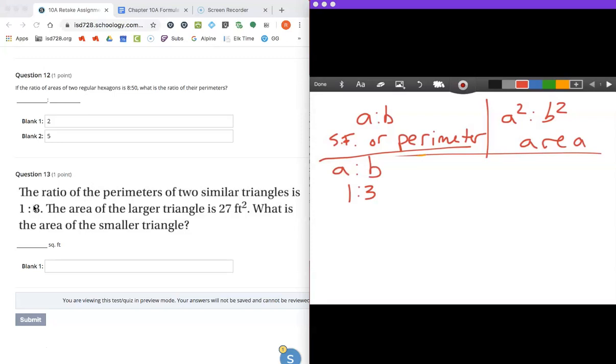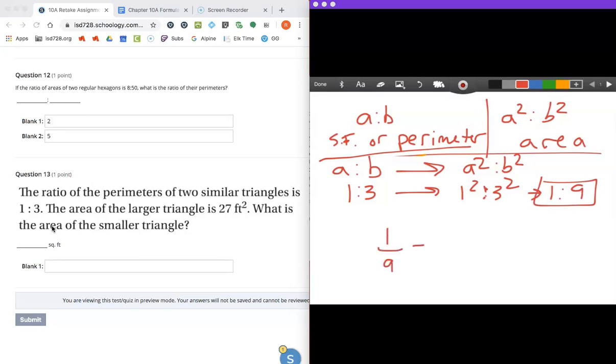So then what they give us next, it says the area of the larger triangle is 27. So since they're talking about areas and they want us to find an area, I need to take this 1 to 3 and I need to convert it into a squared to b squared. So that would be 1 squared to 3 squared, which is 1 to 9. So this is the ratio I need to use in a proportion. Okay, since I'm talking areas, I need to make sure I'm talking a squared to b squared.